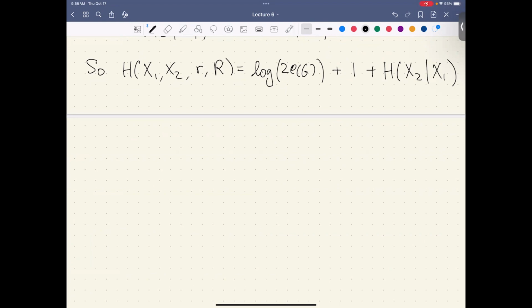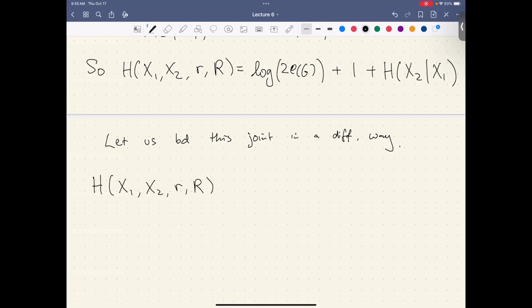Let us bound this joint entropy in a different way. So we use the chain rule to expand it in a slightly different way. This time, the trick is that here's where we use triangle-freeness in Mantel's theorem.